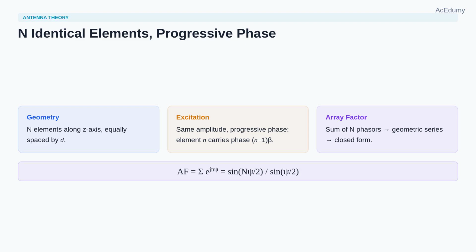in a row? Line up n identical elements along the z-axis, equally spaced by distance d. Feed each element with the same amplitude, but with a progressive phase shift. Element number n carries a phase of (n-1) times beta. The total array factor is the sum of n phasors, each offset by psi equals kd cosine theta plus beta. This geometric series has a well-known closed form.